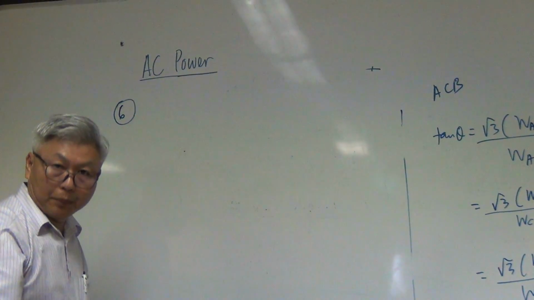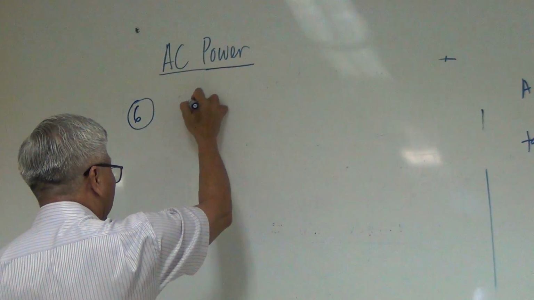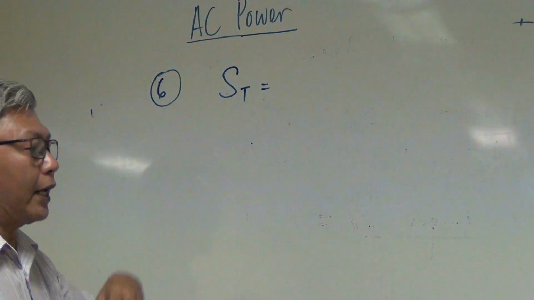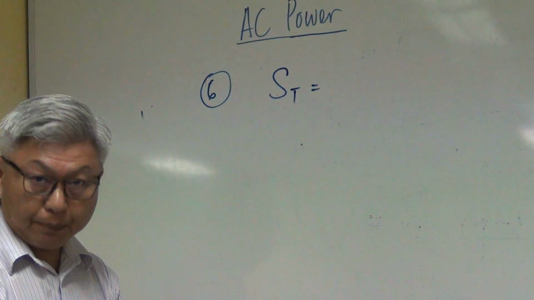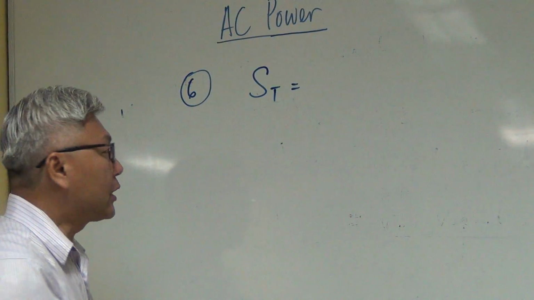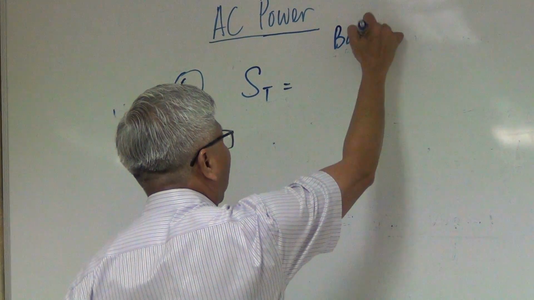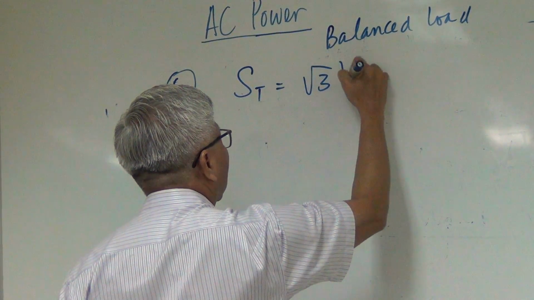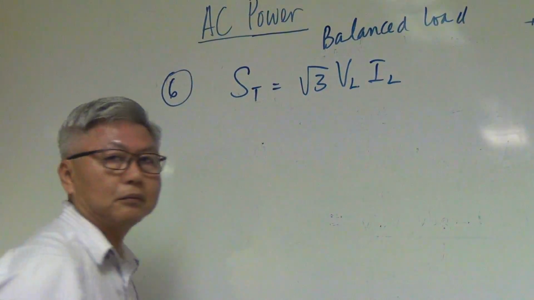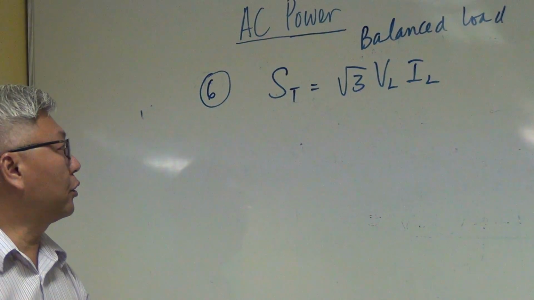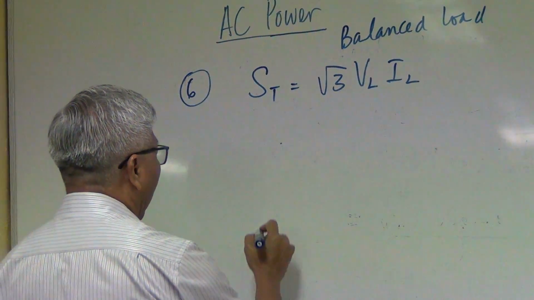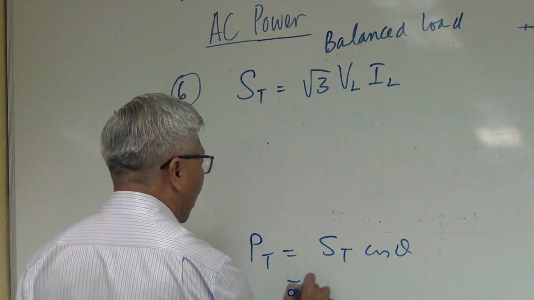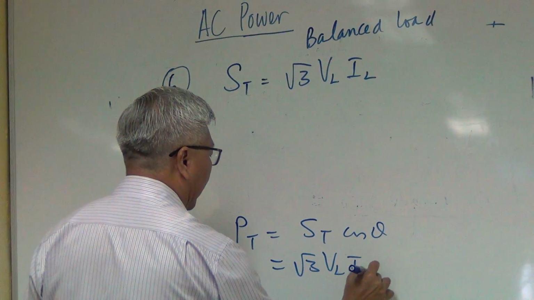Is this shortcut formula. Now remember, we say the total apparent power for a 3-phase, you can actually measure each one of them and sum it out, right? But if it is a balanced load, only apply for balanced load, there is a shortcut of square root 3 VL IL. Okay, square root 3 of VL IL. Now, and therefore the true power, remember, is equal to S cosine theta, right? So it's therefore square root 3 of VL IL cosine theta.